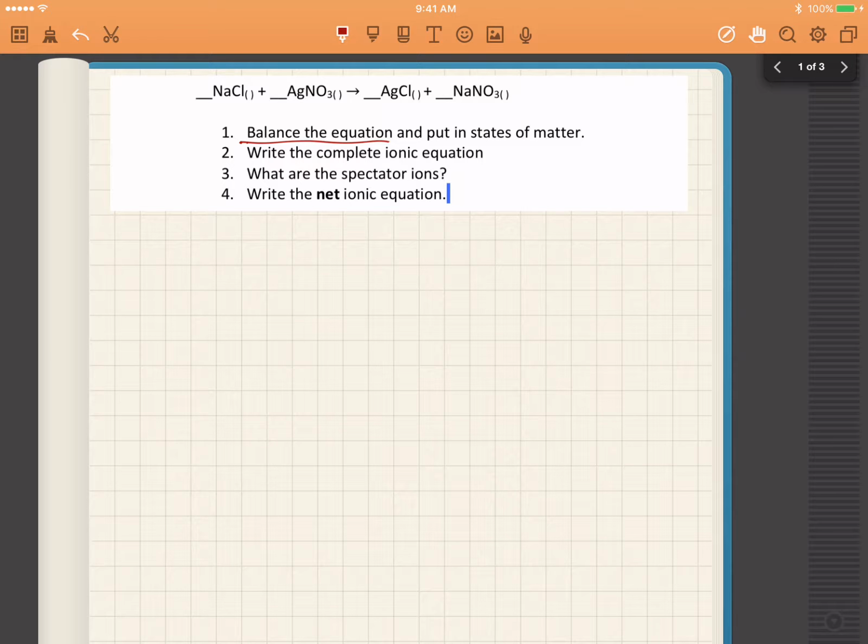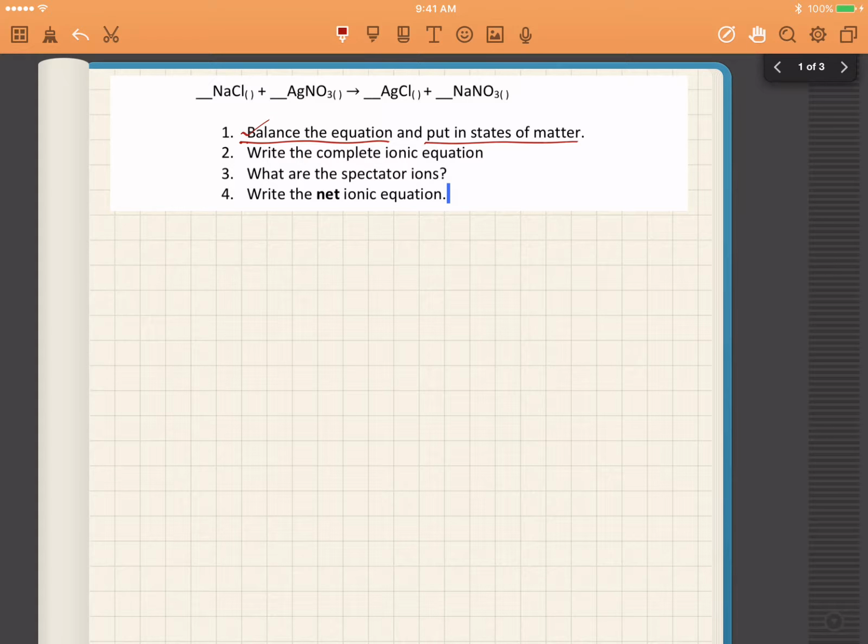Those are also okay. Nitrate you can look at as a single piece. You don't need to split it up into nitrogen and oxygen. So nitrate over here and 1 nitrate over here. So this equation is actually already balanced. And number 1 is done. At least that part. Put in the states of matter.